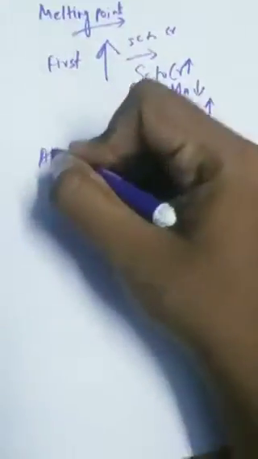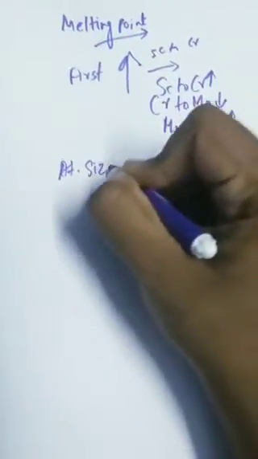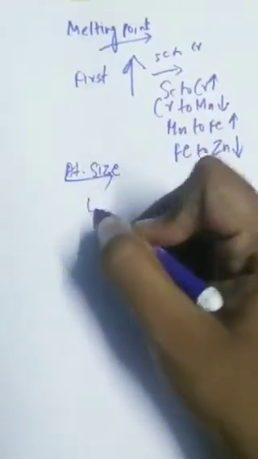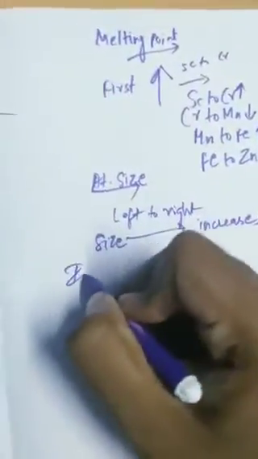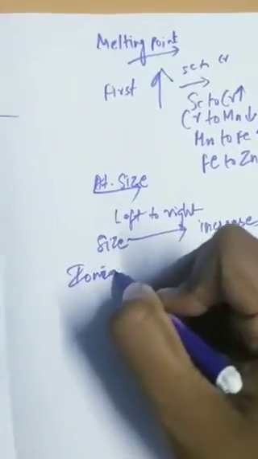So the variation of atomic size also depends on left to right. From left to right, atomic size increases.